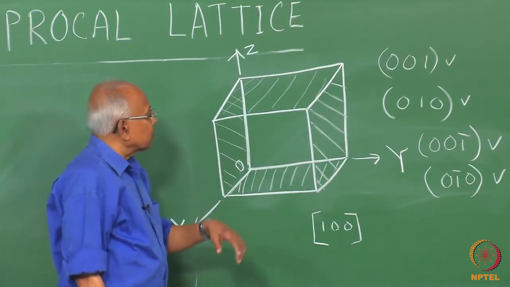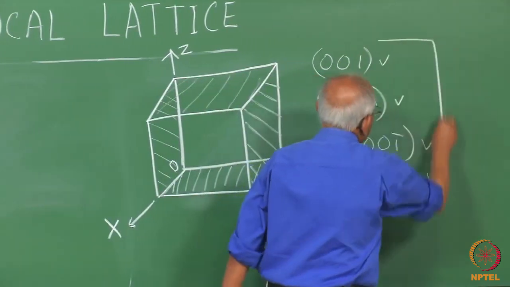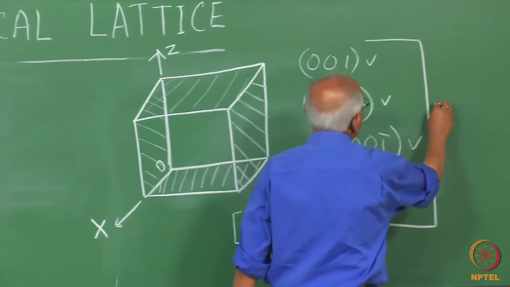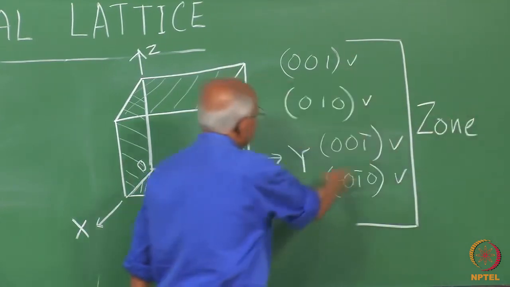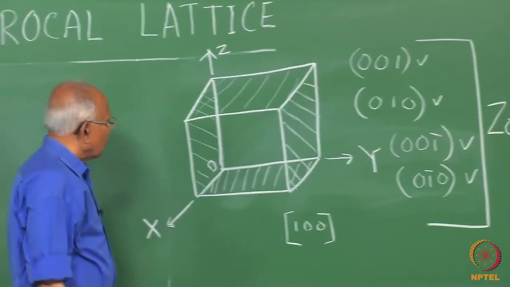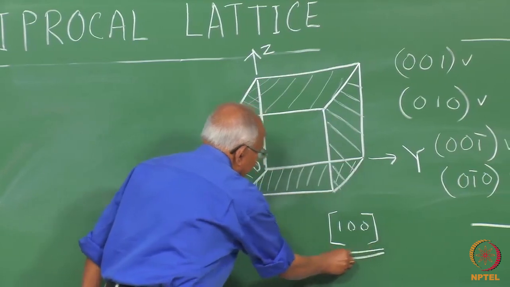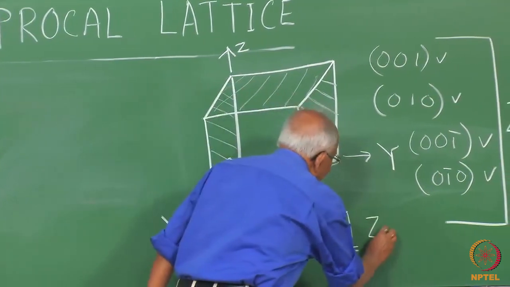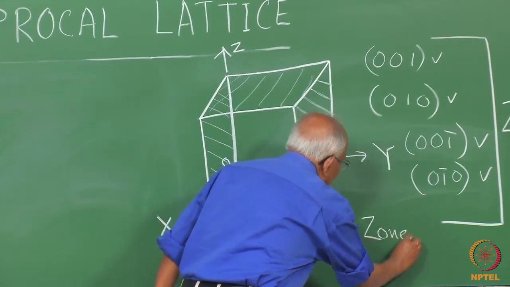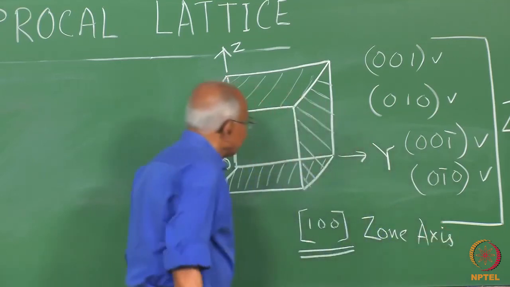In such a case, we say that these 4 planes belong to one zone, and this direction with which they are parallel is known as the zone axis. So, this is a very important relationship in crystallography.